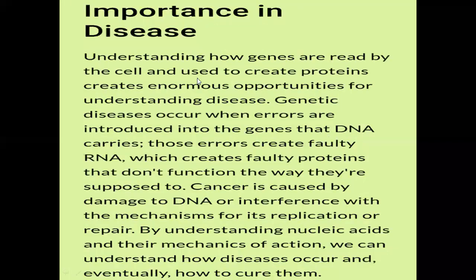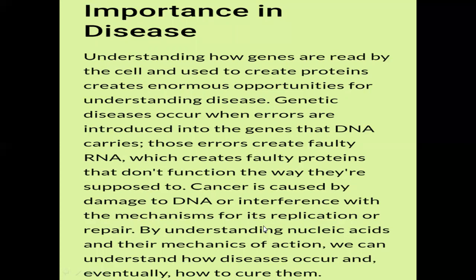Also, importance of nucleic acid in diseases: understanding how genes are read by the cell and used to create protein creates enormous opportunity for understanding diseases. We know that RNA synthesizes protein, and the order or the code is given by the DNA. So genetic diseases occur when errors are introduced into the genes that DNA carries. Those errors create faulty RNA, and then faulty RNA creates faulty proteins that don't function the way they are supposed to. So cancer is caused by damage to DNA or interference with the mechanism for its replication or repair.